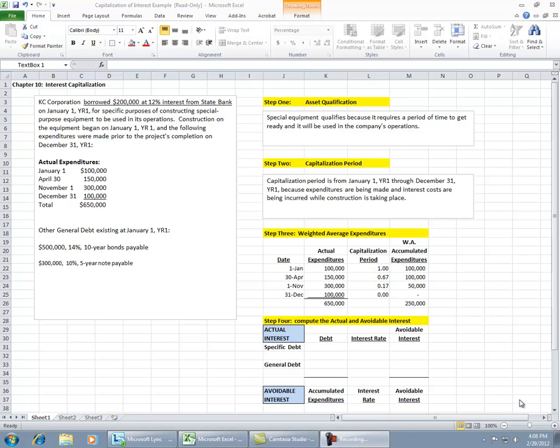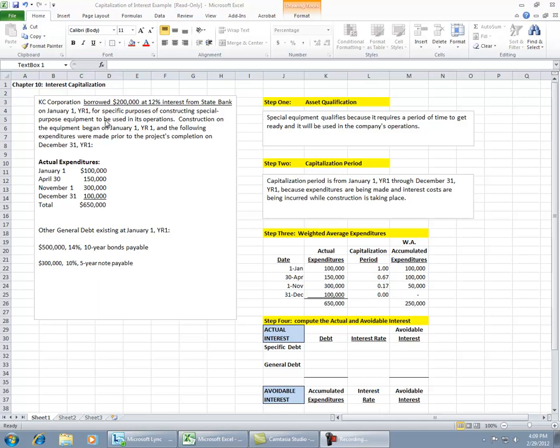Interest costs incurred in financing the construction of a long-term asset can be capitalized and deferred. In order to determine whether or not interest will be capitalized for a particular project, we have to go through a number of steps. The first is to figure out if the asset actually qualifies for this treatment. In order to qualify, the asset must require a period of time to get ready for its use, and the asset may be for a company's own use, or it could be intended for sale or lease.